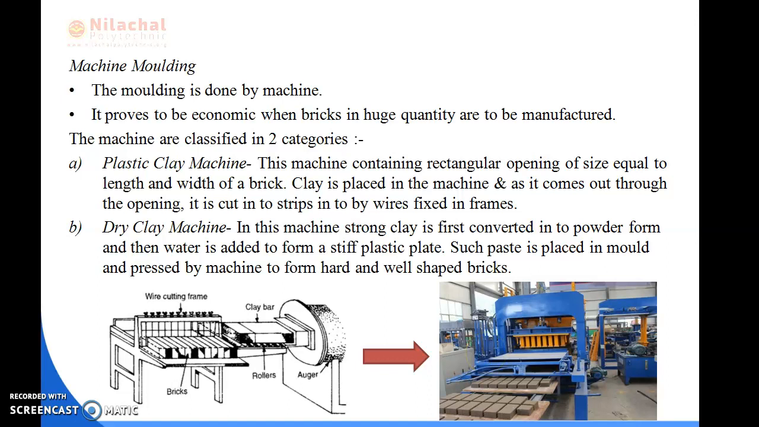In this machine, strong clay is first converted into powder form and then water is added to form a plastic paste. That paste is placed in a mold and pressed by the machine to form hard and well shaped bricks.